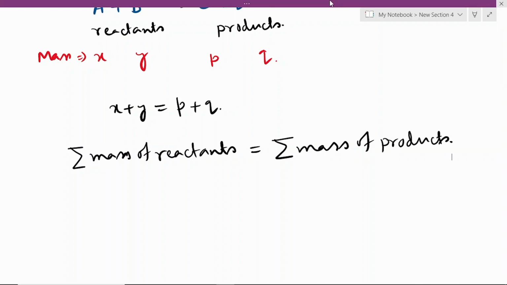But there is a limitation for this law. We all know that chemical reactions are nothing but bond breaking and bond making processes. Hence, some amount of heat is either released or absorbed during bond breaking and bond making. Then, not all the reactants can combine to give product. Some of them are converted into energy or heat following the formula E equals mc square. As a result, the mass of products will not be the same as that of reactants.